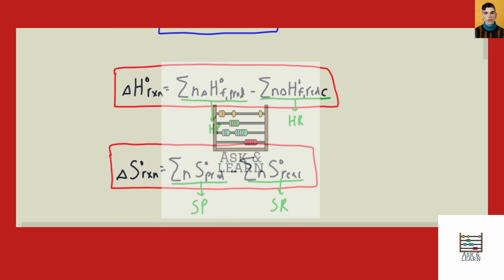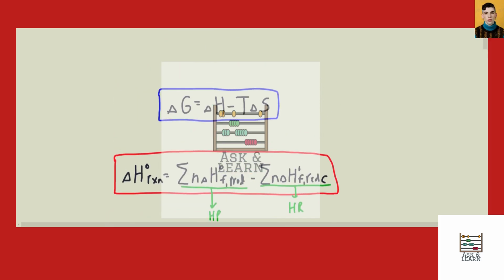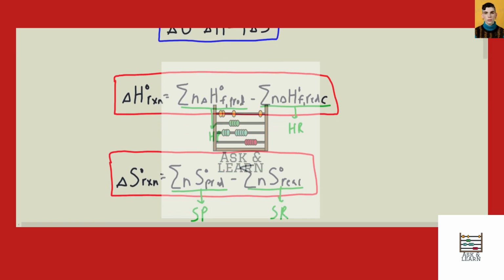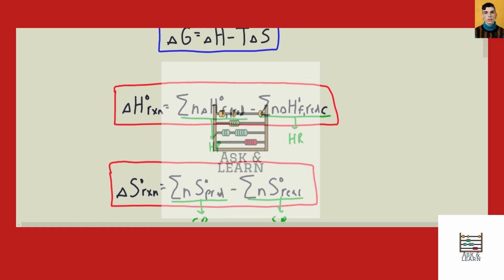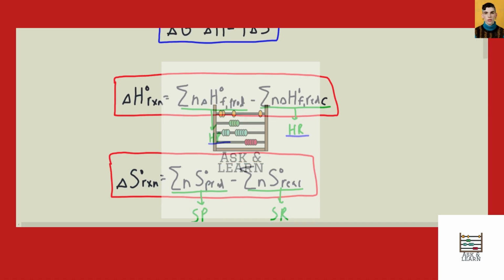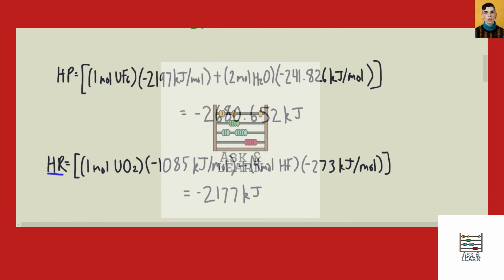So these are the two equations that we are going to use to find delta H of reaction and delta S of reaction, so that once we find them, we can plug them into this equation at the temperature of 85 degrees Celsius to find delta G at that temperature. So for delta H, we first find the total change in enthalpy of the products and then subtract the total change in enthalpy of the reactants. For the change in entropy, delta S of the reaction, we find the total entropy of the products and subtract the total entropy of the reactants.